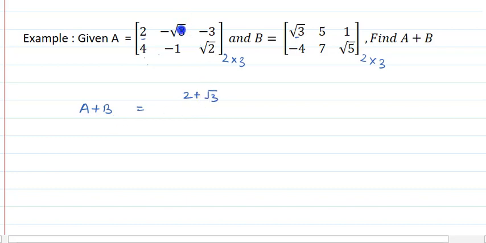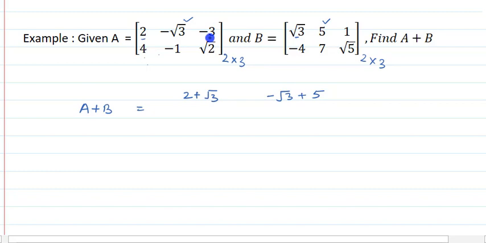Now the 1, 2 element of matrix A is this one, and the 1, 2 element of matrix B is 5. So the 1, 2 element of matrix A should be added with the 1, 2 element of matrix B to get the 1, 2 element of matrix A plus B. So therefore, we are getting minus root 3 plus 5.